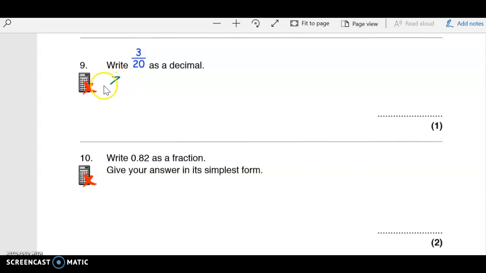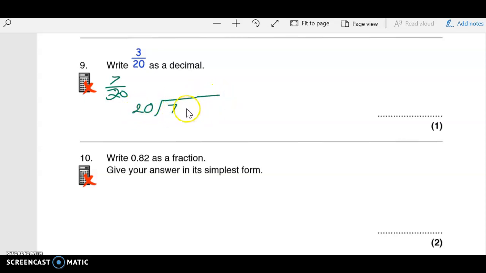So I'm going to do 7/20. Okay. So you can do a bus stop. This is the way I'm going to do it. So I've got my bus stop here. I put 20 outside because that's what I was dividing by, and I'll put 7 inside.